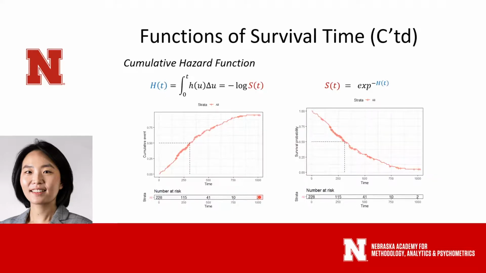Okay, the last function related to the survivor time is called the cumulative hazard function. This is basically an accumulation of the hazard function. It takes the integral of the hazard function from 0 to time point t. One thing I want you to know is there is an exponential relation between the survivor function and the cumulative hazard function. This relation is used to interpret and estimate the parameters of the Cox proportional hazard model.